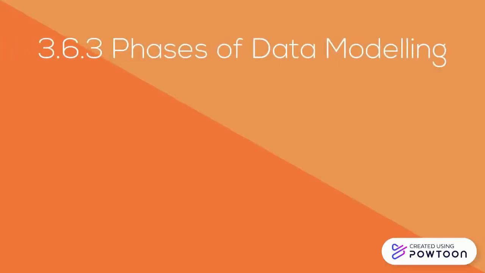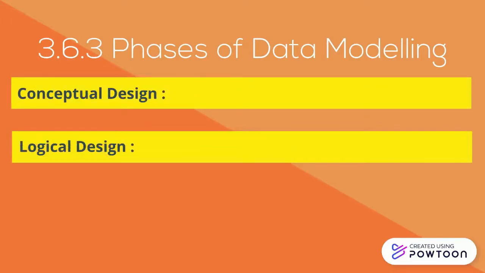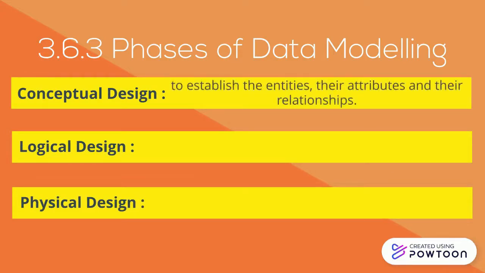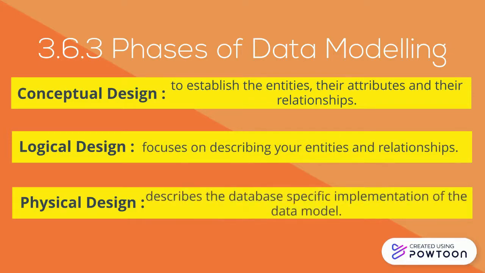Phases of data modeling. It consists of 3 phases: conceptual design, logical design, and physical design. Conceptual design is to establish the entities, their attributes, and their relationships. Next is logical design, which is focused on describing the entities and relationships. Lastly, physical design. It describes the database-specific implementation of the data model.